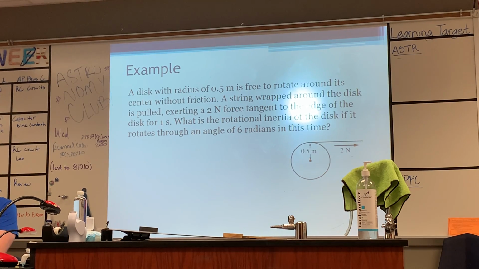Let's do another example. This one's harder. This came from an AP multiple choice question. It says a disk with a radius of 0.5 meters is free to rotate around its center without friction. A string wrapped around the disk is pulled, exerting a 2 Newton force tangent to the edge of the disk for 1 second. What is the rotational inertia of the disk if it rotates through an angle of 6 radians in this time?